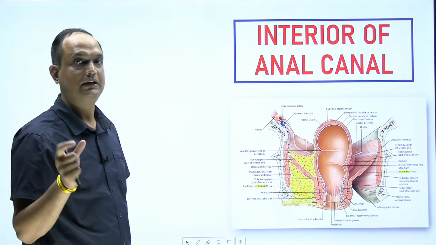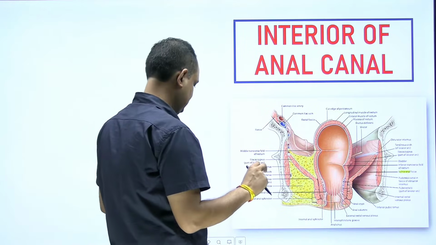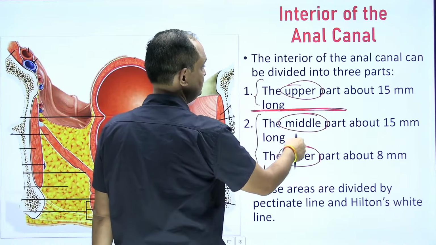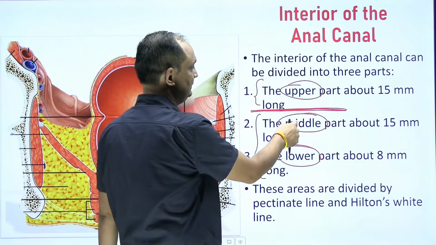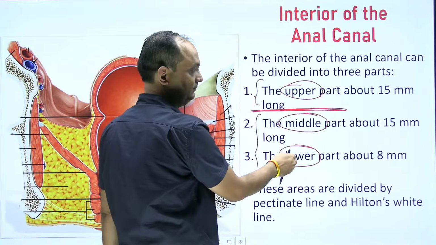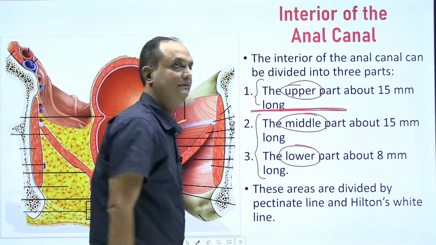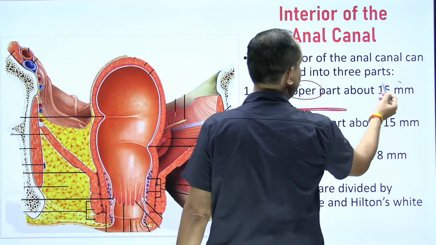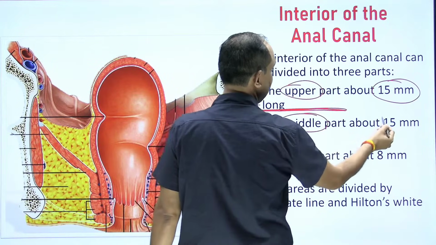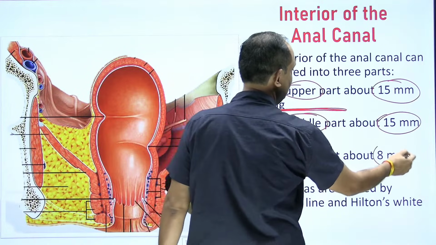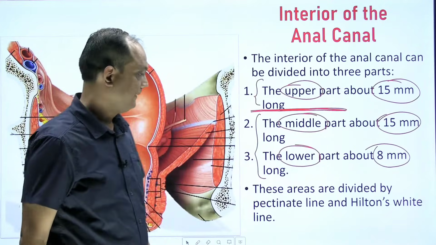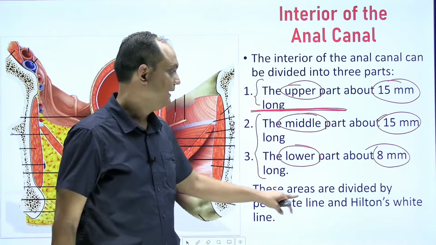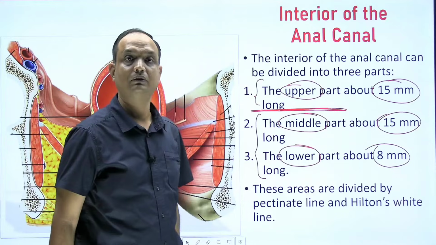But actually there are only two parts, upper part and lower part, and this middle part is known as the transition zone. These two parts have the same embryological development, and the upper part has a different embryological development. Now the uppermost part is 15 mm long, the middle part is 15 mm long and the lowest part is 8 mm in length. These areas are divided by two lines, the pectinate line and Hilton's line or white line of Hilton.